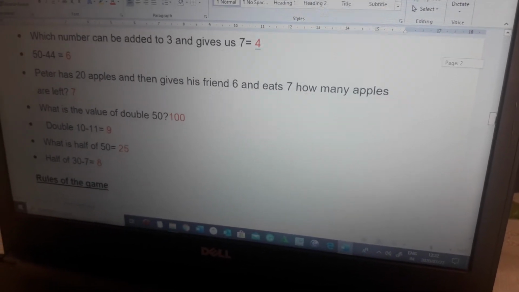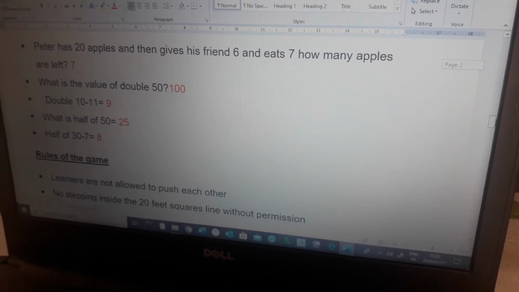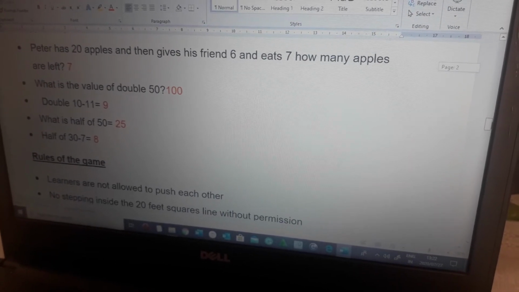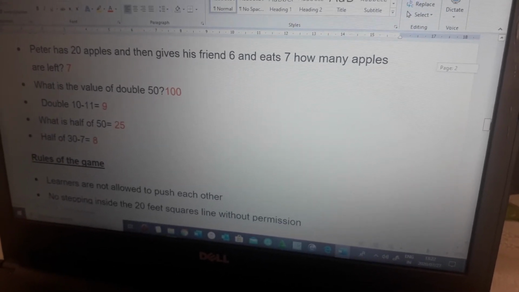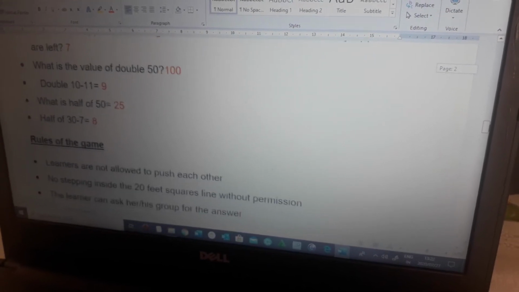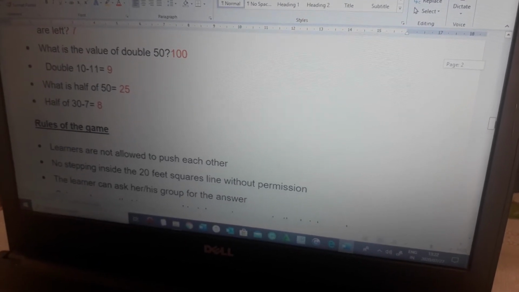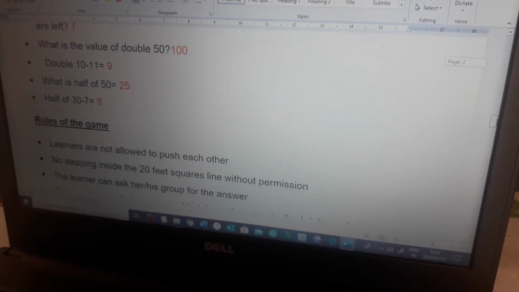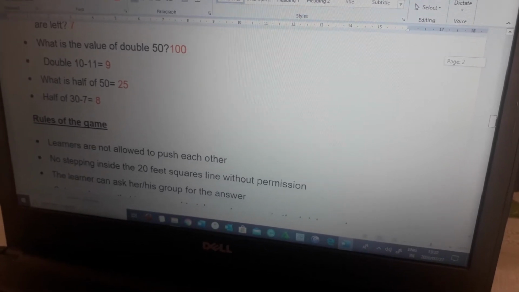Answer is 7. What is the value of double 50? Answer is 100. Double 10 minus 11. Answer is 9. What is half of 50? Answer is 25. Half of 30 minus 7.